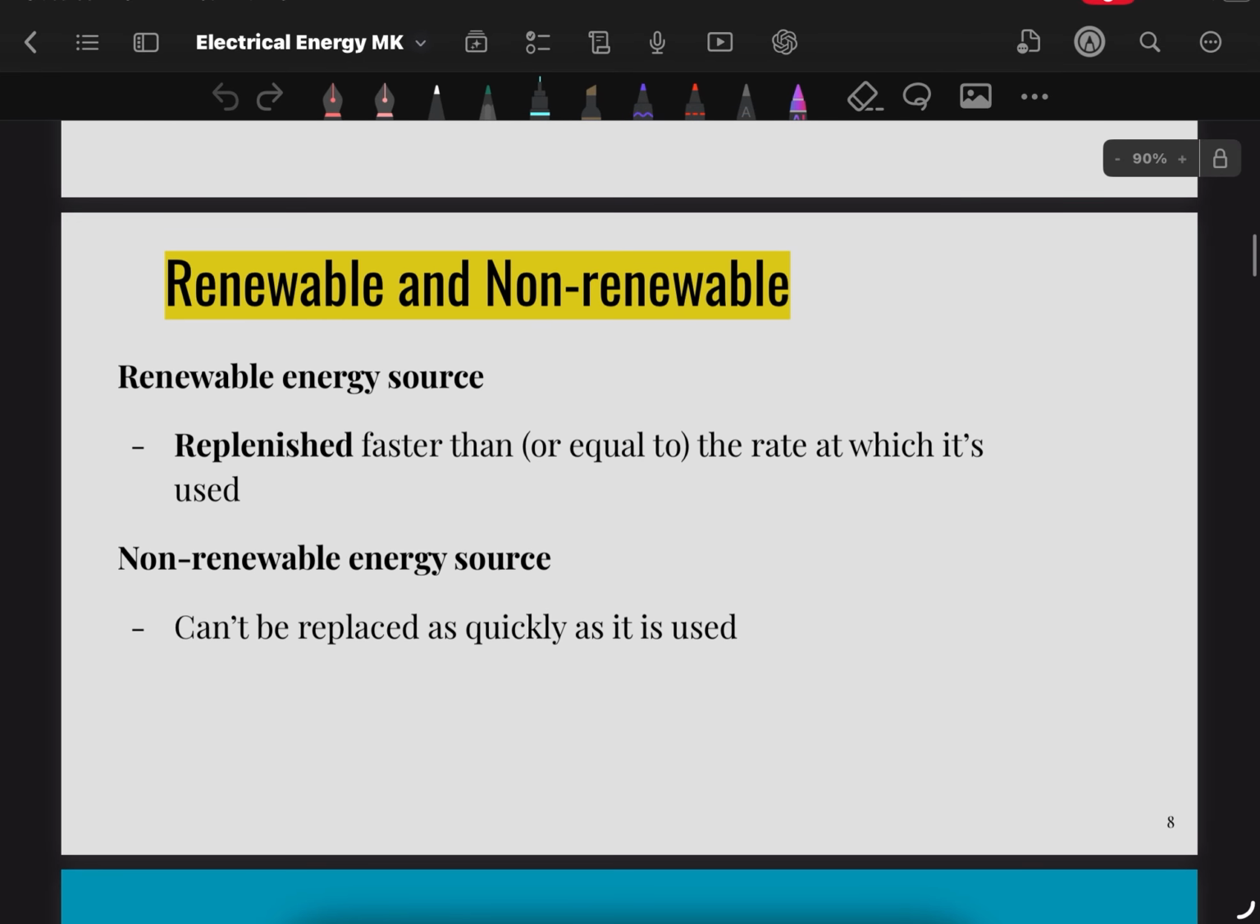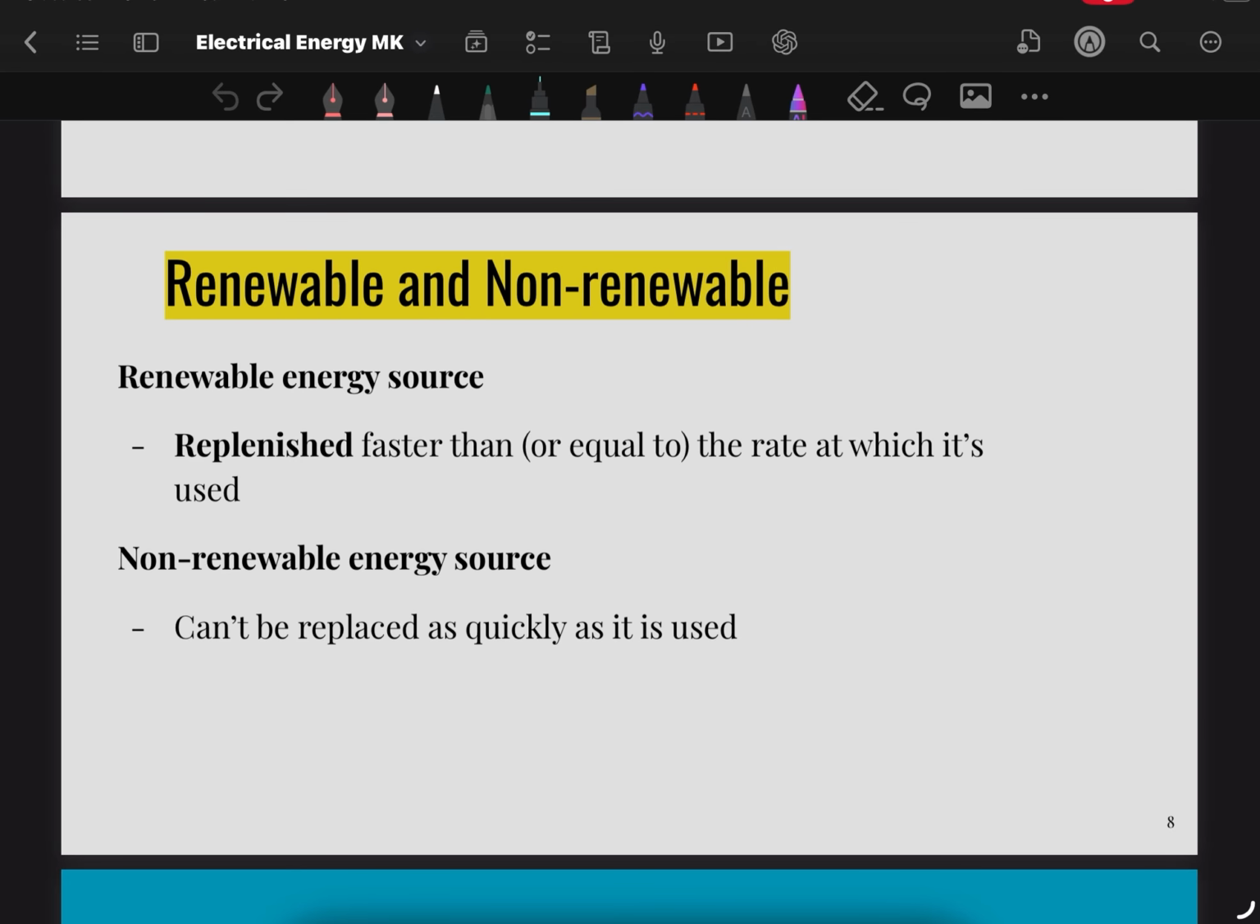So now I'm going to do a key differentiation. What is renewable versus non-renewable energy? Renewable energy is energy that can be replenished faster than or equal to the rate at which it's used. An example of this is solar energy, because solar rays can be replenished faster since we have so much of it and it's abundant compared to the amount that we're using.